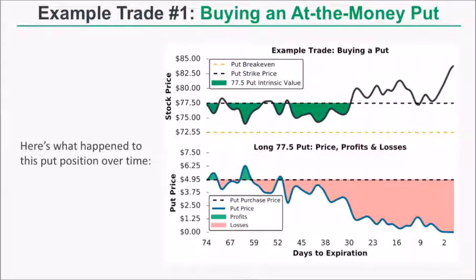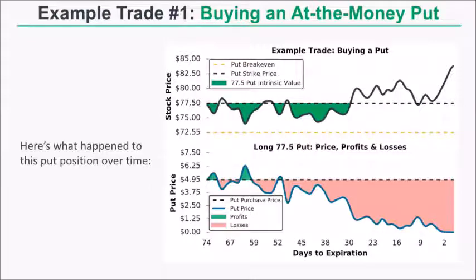As we can see here, the stock price starts around $77.50, and it falls a little bit, but then just meanders around that strike price. Now, between 74 days to expiration and 30 days to expiration, we can see that this long put position actually has losses because the long put itself is decaying in value. That is described by negative theta.